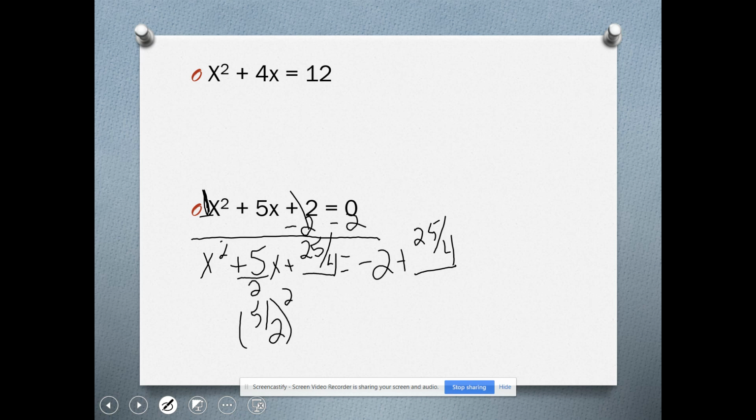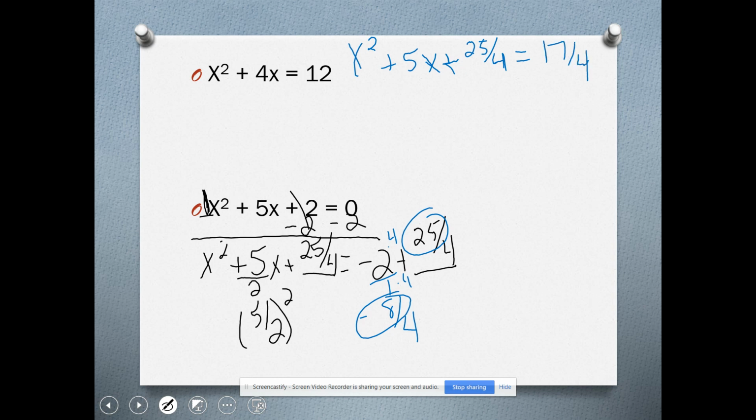On our left side, we have x squared plus 5x plus 25 fourths is equal to, well, in order to add the negative 2 with the 25 fourths, we have to have a common denominator. So I'm going to multiply that negative 2 by 4 over 4 to get negative 8 fourths. So negative 8 plus 25 is 17/4.